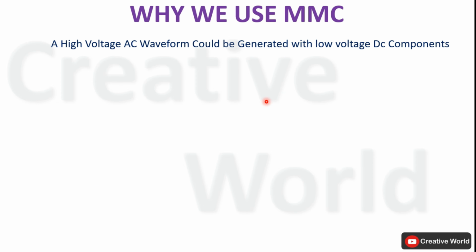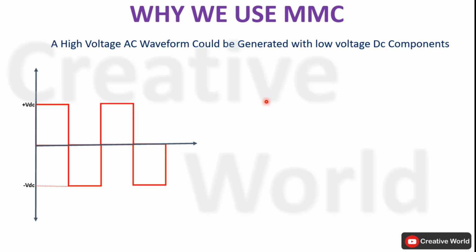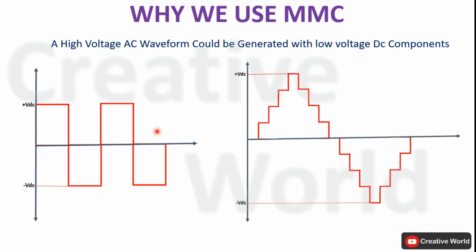The second point is that a high voltage AC waveform can be generated with low voltage DC components. To justify this statement, we will again focus on these two waveforms. First, look at this conventional two-level square wave inverter. If we focus only on the positive half cycle of the output wave diagram, during this cycle the electronic switches which are in the open state will bear the VDC voltage across them, which is the maximum required voltage of this inverter. These voltages are very high because it is the maximum output voltage required.